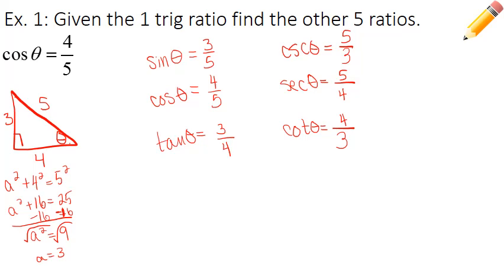The biggest takeaway here is that cosecant, or CSC, is the reciprocal of sine. Secant is the reciprocal of cosine, and cotangent is the reciprocal of tangent. So try to memorize those reciprocals, and then maybe the homework tomorrow will be a little easier for you.